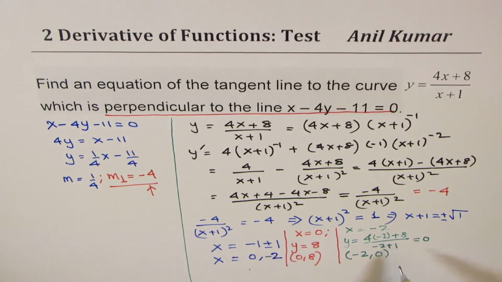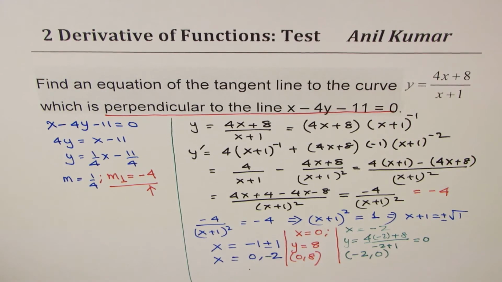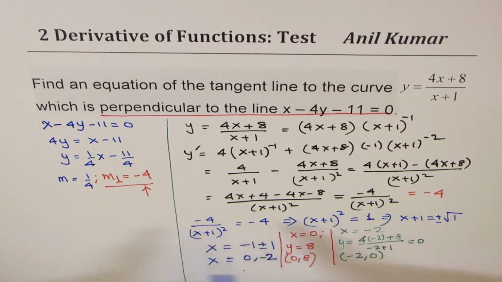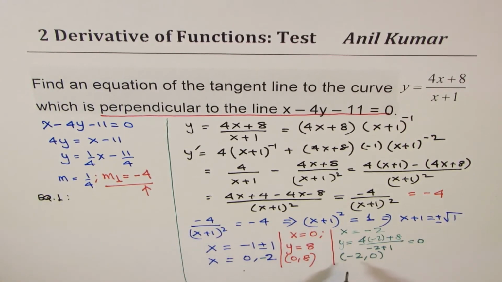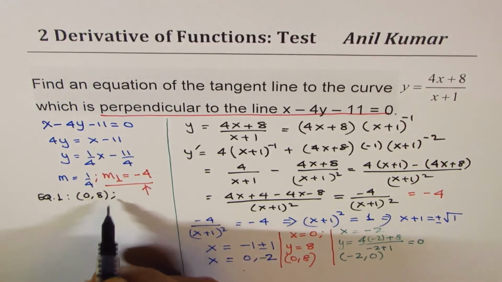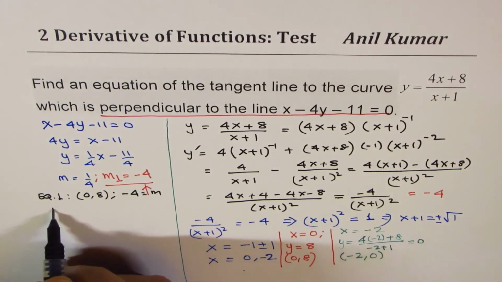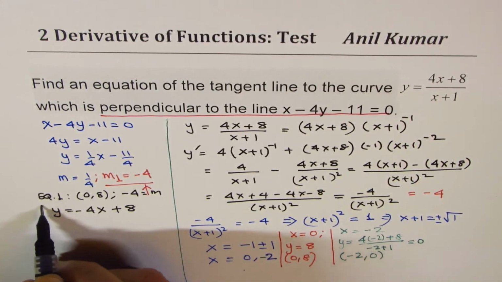Now with these 2 points and slope being minus 4, we can write down the equation of the line, correct? So there are 2 different points from where we can write down the equation. So first equation, let's write down. One equation where we'll consider the point (0, 8). Now (0, 8) is the y-intercept, right? And the slope is minus 4, which is m, correct? So we have y equals minus 4x plus 8, correct? So that becomes one equation.